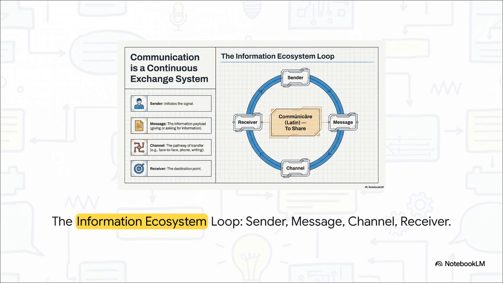Next, the channel is your pathway. Face-to-face, a piece of writing, a quick phone call. And finally, the receiver is your destination point. Understanding this continuous loop is absolutely crucial. It's the very first step to pinpointing exactly where your messages are failing because, let's face it, getting that payload to the destination totally intact is where the real challenge lies.